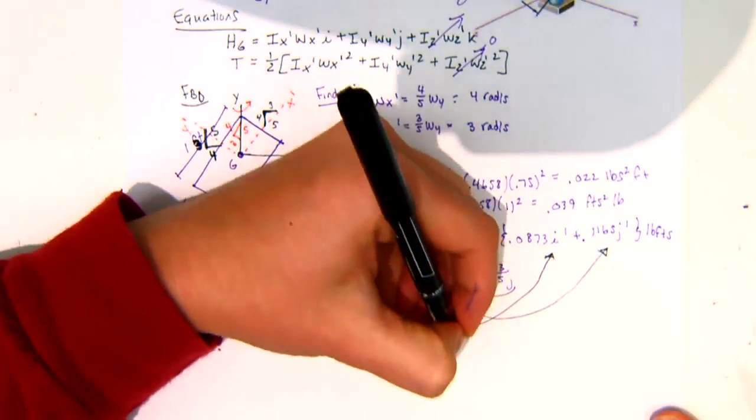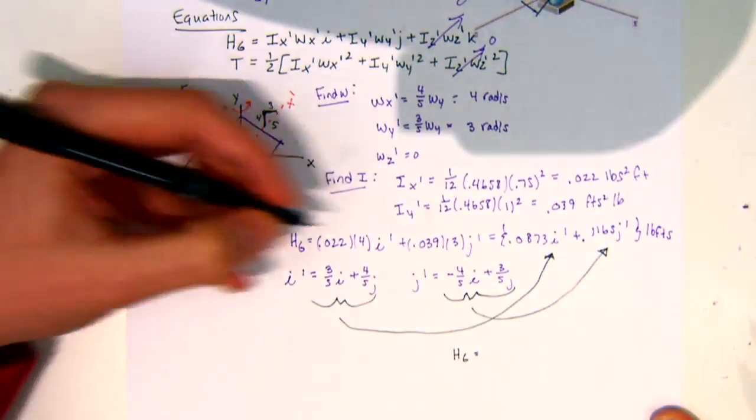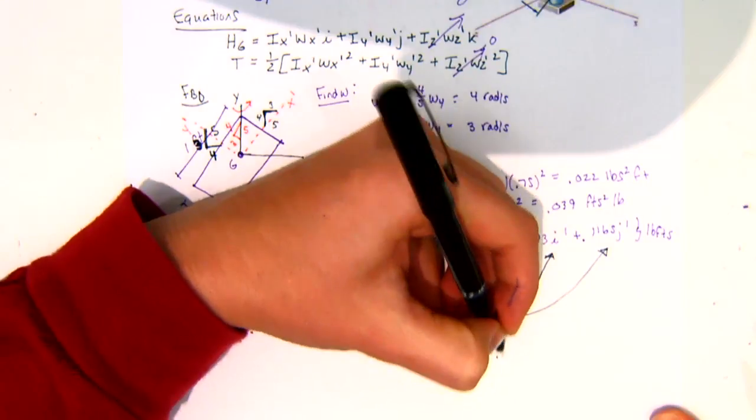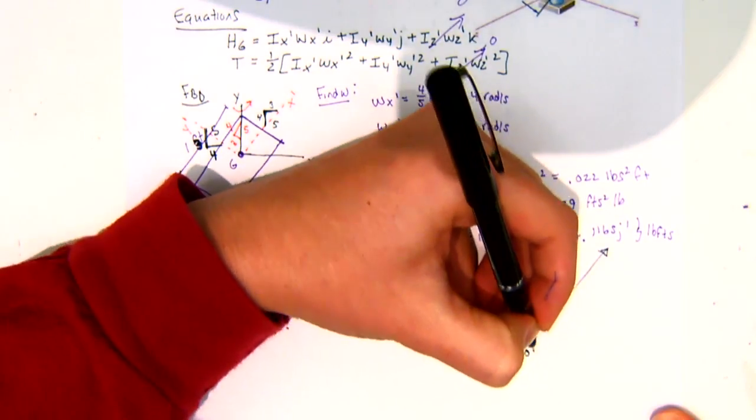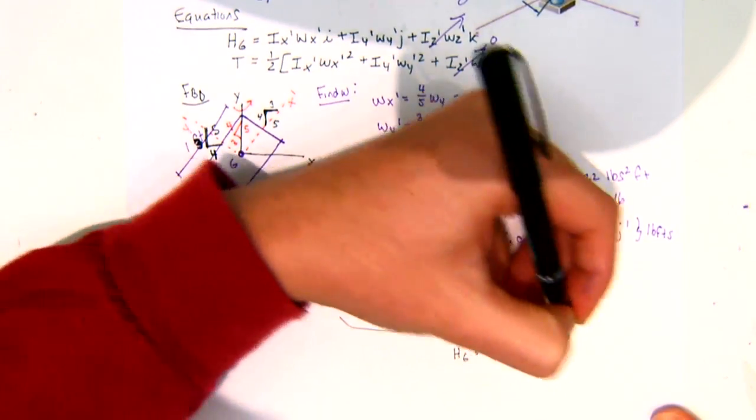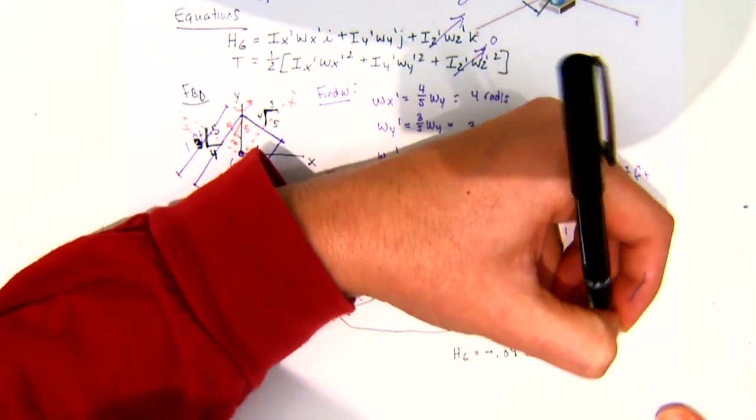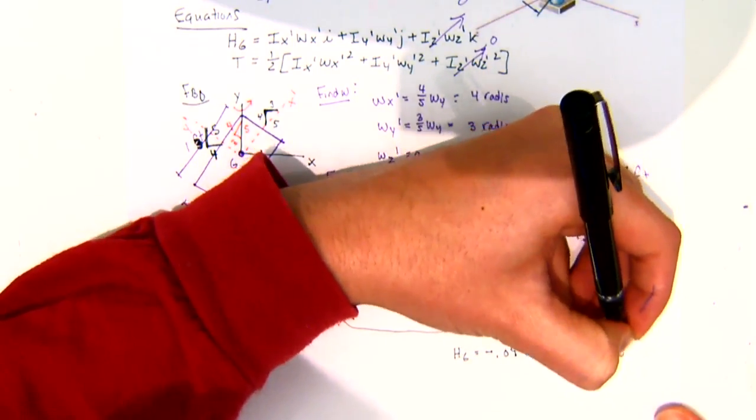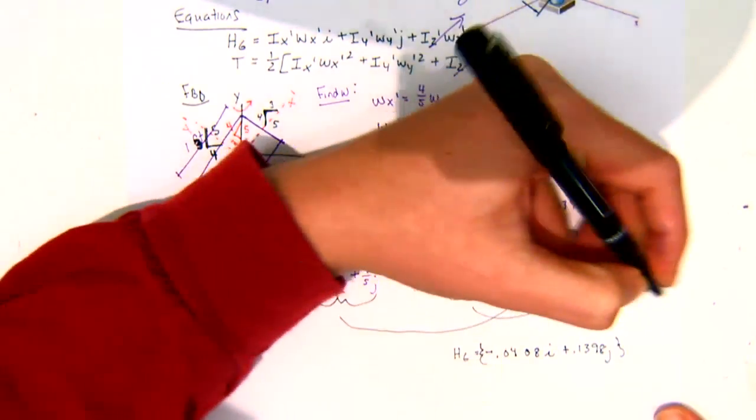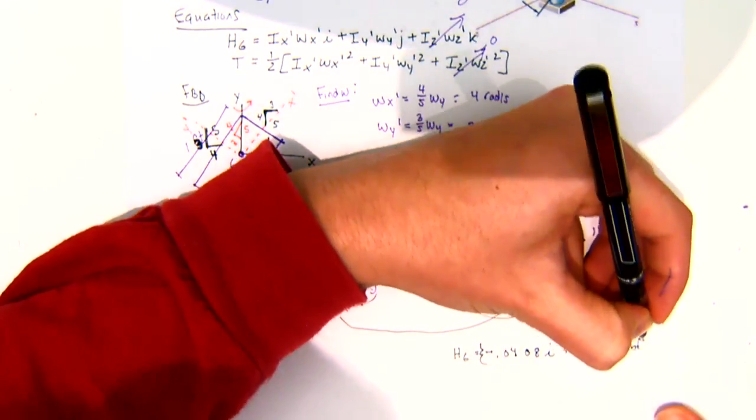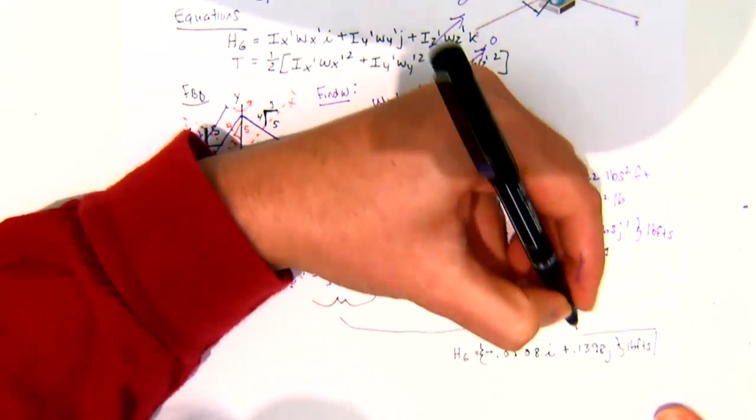So then you get Hg is equal to negative 0.0408 in the i plus 0.1398 in the j. And that is in pound-feet seconds.